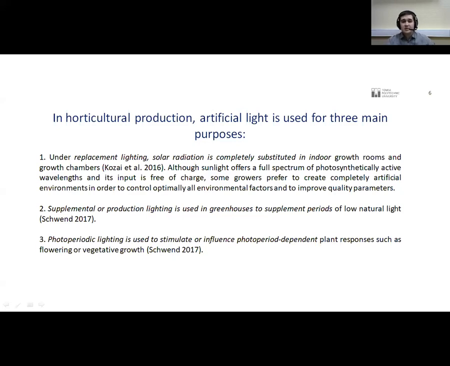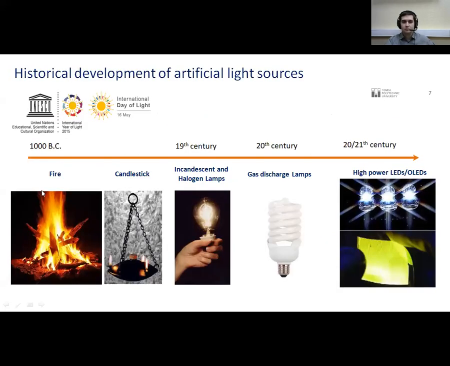Let's briefly consider the most widespread artificial light sources which are used for horticulture applications. So, what would we like to say? I say that artificial lighting technology began 10,000 years ago and continues to be refined even today. Prehistoric lighting started from a torch of fire, and with the advent of time, substantial progress was accomplished in the field of lighting technology.